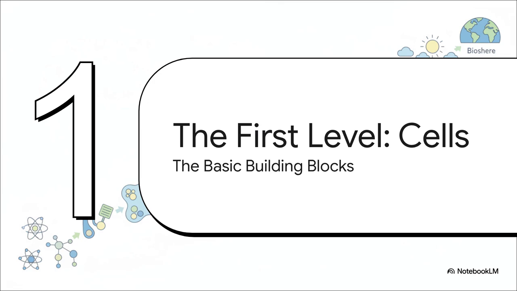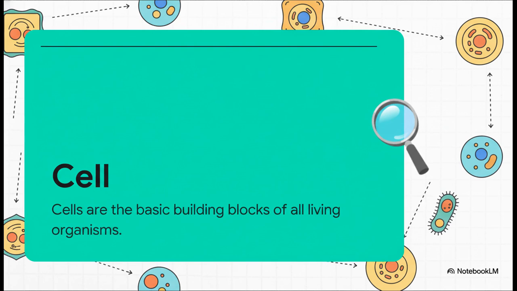Level 1, cells. The easiest way to think about these, they're like the individual Lego bricks of life. You can't build anything without them. And that right there is the official definition you'll see in the AQA specification. It's super simple, but it's so powerful. Every single living thing is made of cells. This is our ground zero, our fundamental starting point.